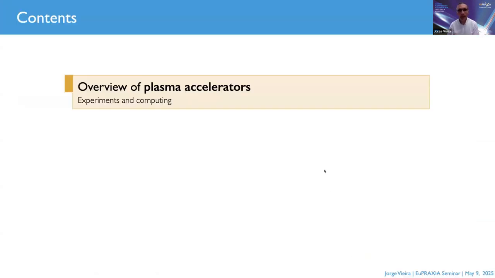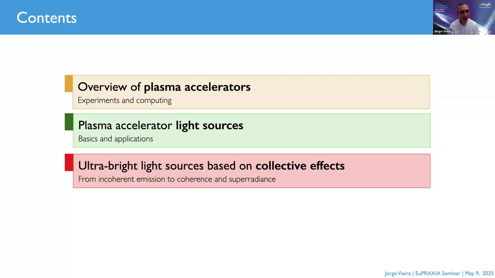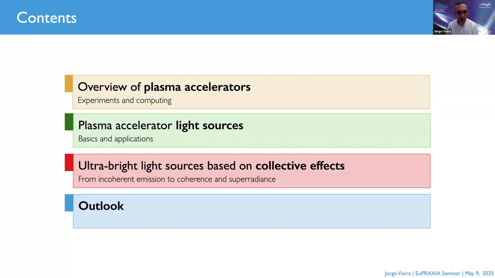Okay, so now I'm going to start by providing an overview of plasma accelerators, growing from the experiments and computing that are leading us to the results that we have today. And then I am going to move into plasma accelerator light sources. I'm going to cover a little bit of the basics and their applications. And this will bring me to the main topic of the talk, which is ultra bright light sources based on collective effects. So a transition from incoherent emission to coherent emission and superradiant emission. And then I'm going to conclude with an outlook and perspectives.